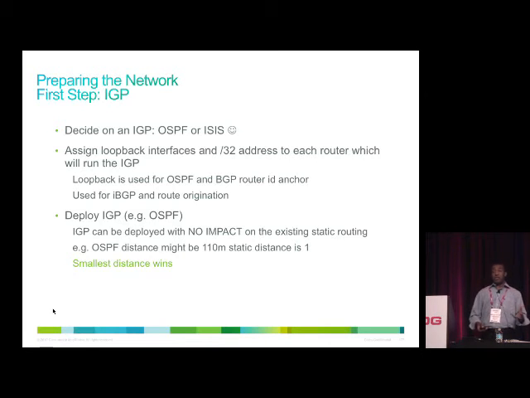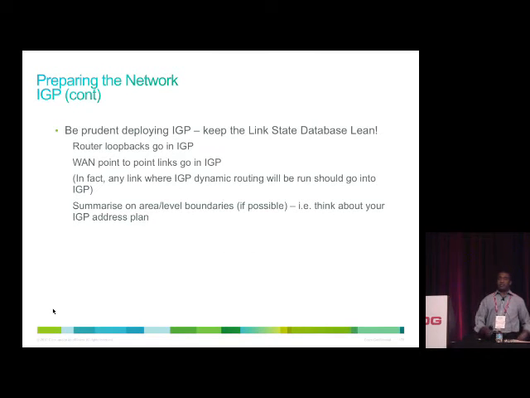And you can deploy IGP, OSPF, without impacting your current network. Remember, you are running static routing, and in most cases, static routing has higher preference over dynamic routing. Usually, static routing has a distance of 1, whereas OSPF has a distance of 110. So if you implement OSPF, current routing will not be impacted because the static routing has preference over the dynamic routing. So you can implement it without any impact to your current network. And eventually, you can start getting rid of your static routes one by one.